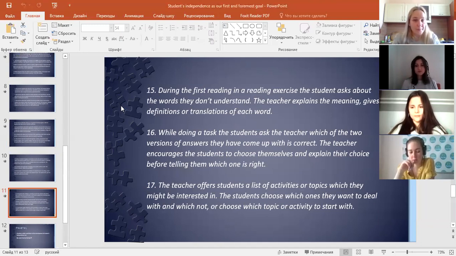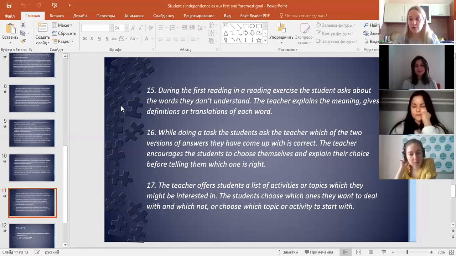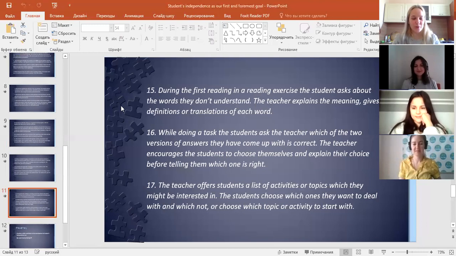Okay, good. Well, once again, we didn't manage to cover all possible situations. It's impossible. And well, please start looking at what you're doing. And I hope both you and your students will benefit from your trying to develop their independence.